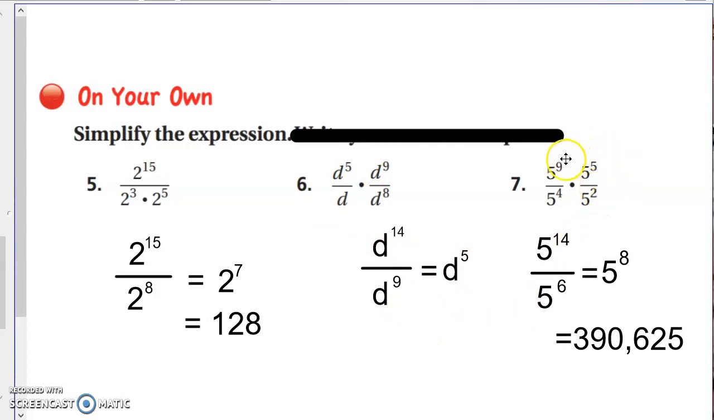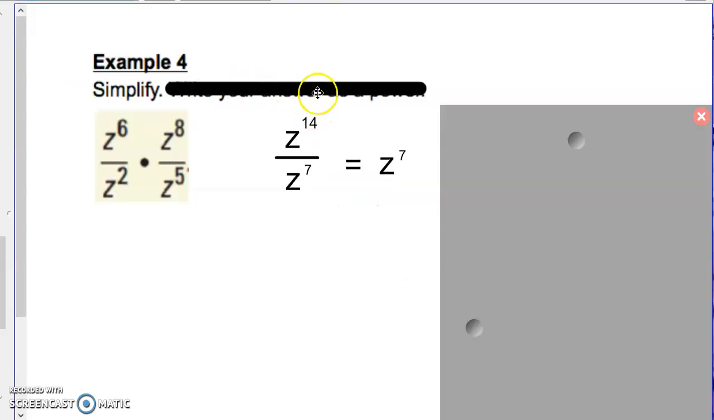Next one, I would add 9 plus 5, and that gives me 5 to the 14th. 4 plus 2, that gives me 6. So then 14 minus 6 would give me 5 to the 8th power. And then I want to simplify it from there. That gives me 390,625.